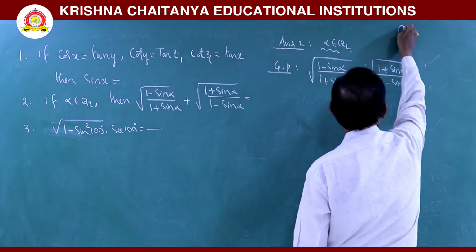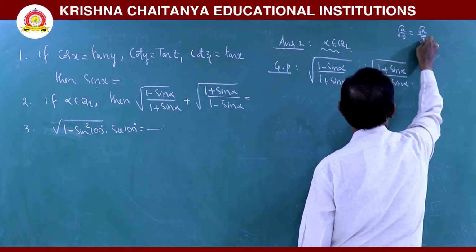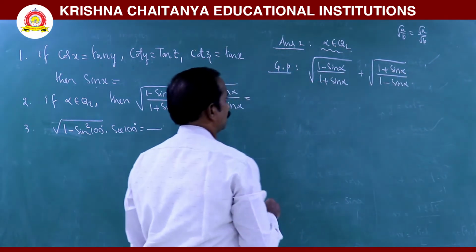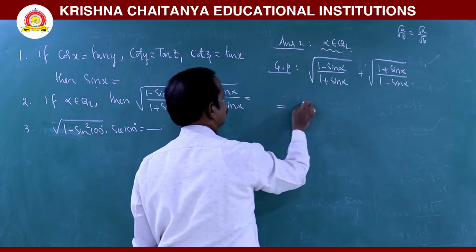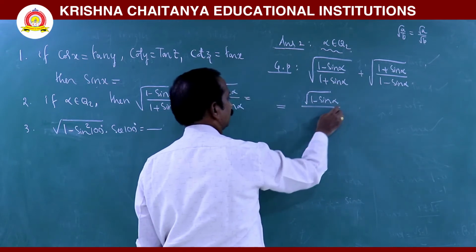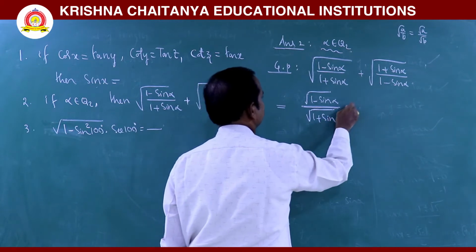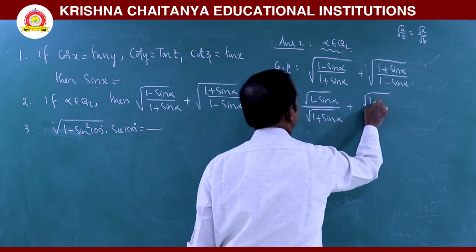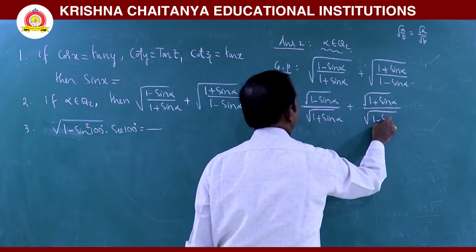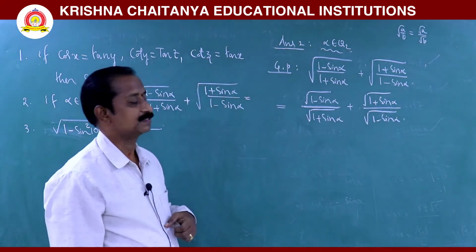Root of a by b, we can split as root a divided by root b, in which b is not equal to 0 and greater than 0. Now we can split the function as root of 1 minus sin alpha divided by root of 1 plus sin alpha, plus root of 1 plus sin alpha divided by root of 1 minus sin alpha. And now indirectly they are fractions.